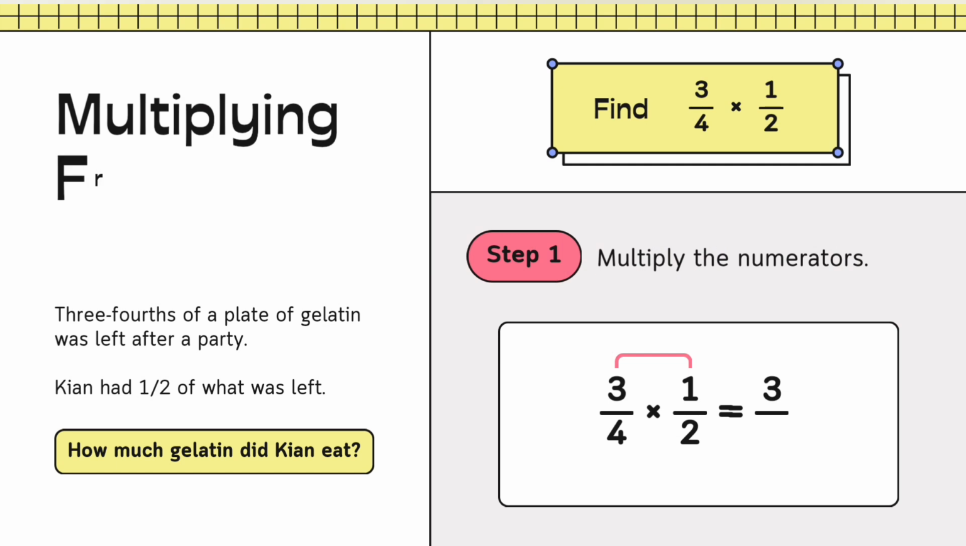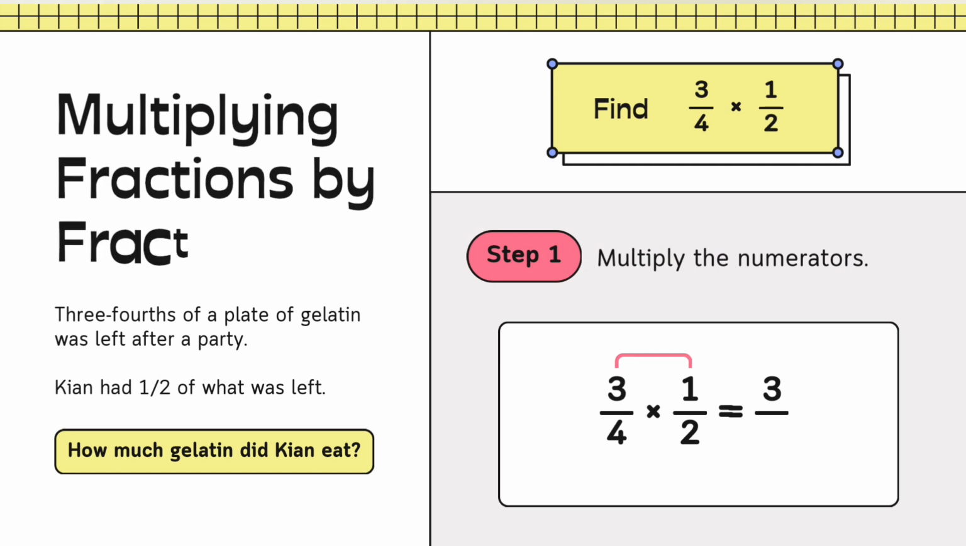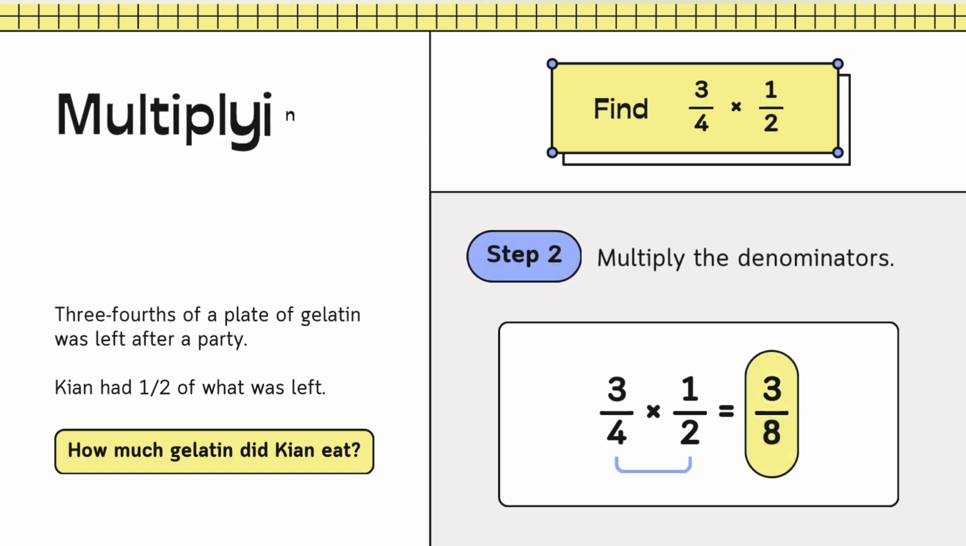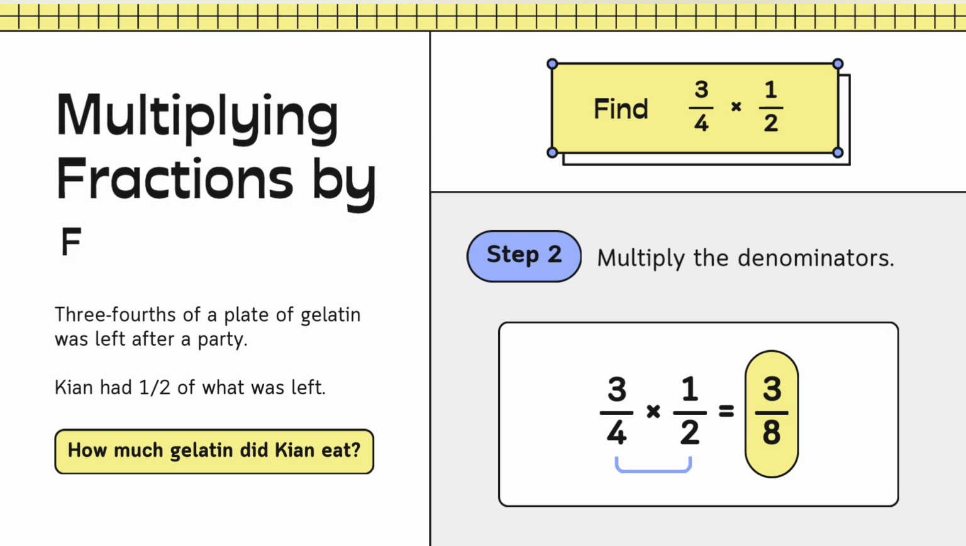Now we are going to further study multiplying fractions by fractions through area models and word problems. First we'll see a word problem. 3/4 of a plate of gelatin was left after a party. Kian had half of what was left. How much gelatin did Kian eat? How to multiply? As we have studied earlier, we multiply the numerators and denominators separately. 3 into 1 is equal to 3 and 4 into 2 is equal to 8. So the result is 3 by 8. We directly multiplied 3 into 1 and 4 into 2 to get the answer, right? So the result is 3 by 8.